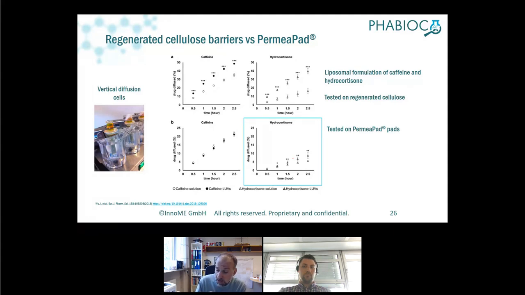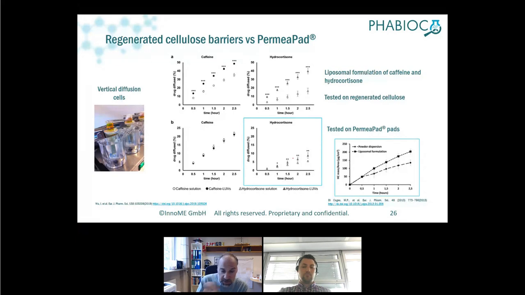And very interestingly, this data actually resembles perfectly what we found with ex vivo cellular tissue from sheep nasal mucosa. So the results are exactly the same. The PermePad in this case was extremely good in predicting the ex vivo, in vivo situation, whereas the cellulose hydrate was absolutely not.